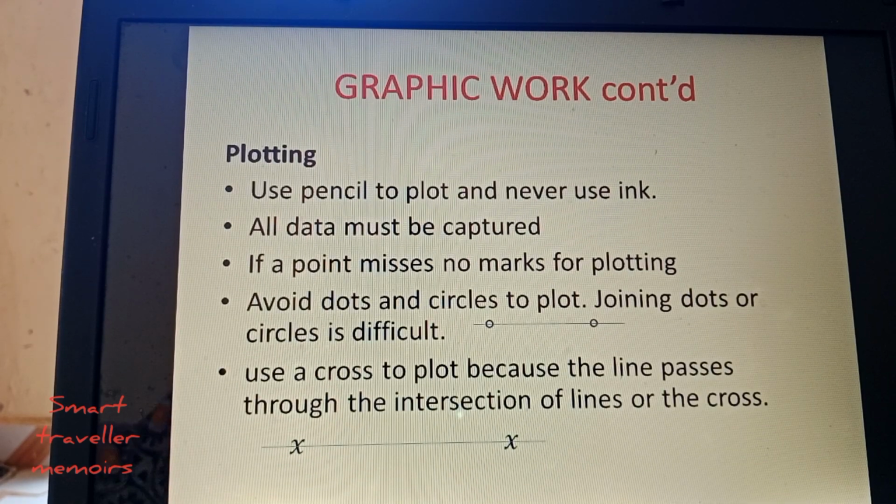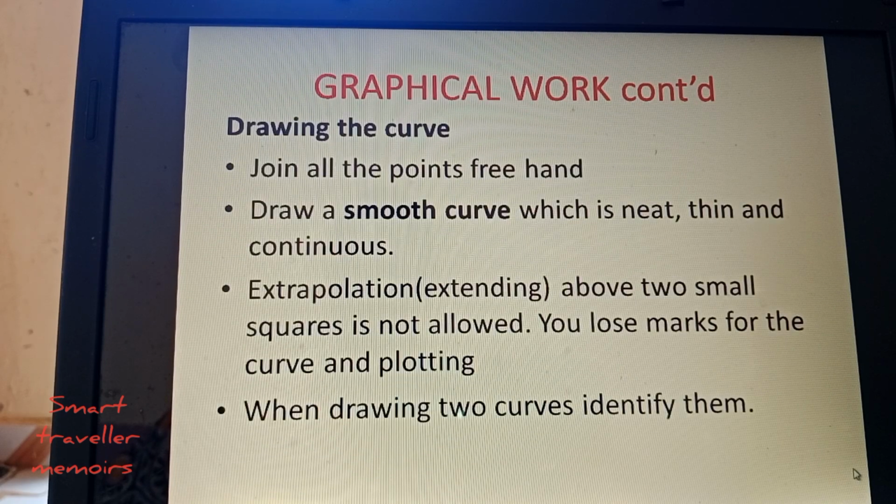So you can see the difference between dots and X. For the X, you know where the line is going to pass through. But for the dots, it's not easy. You can always make a mistake. Drawing the curve. Join all the points freehand. Draw a smooth curve which is neat, thin, and continuous.